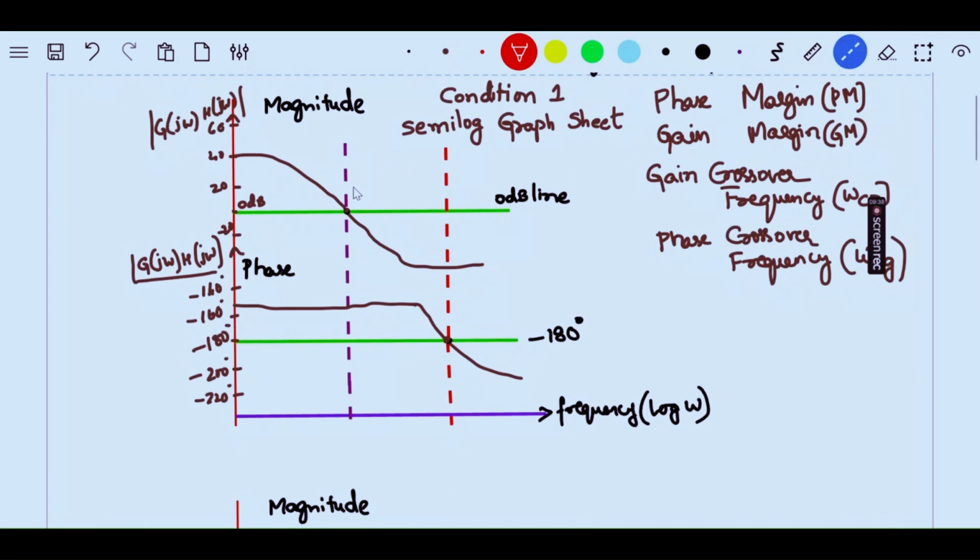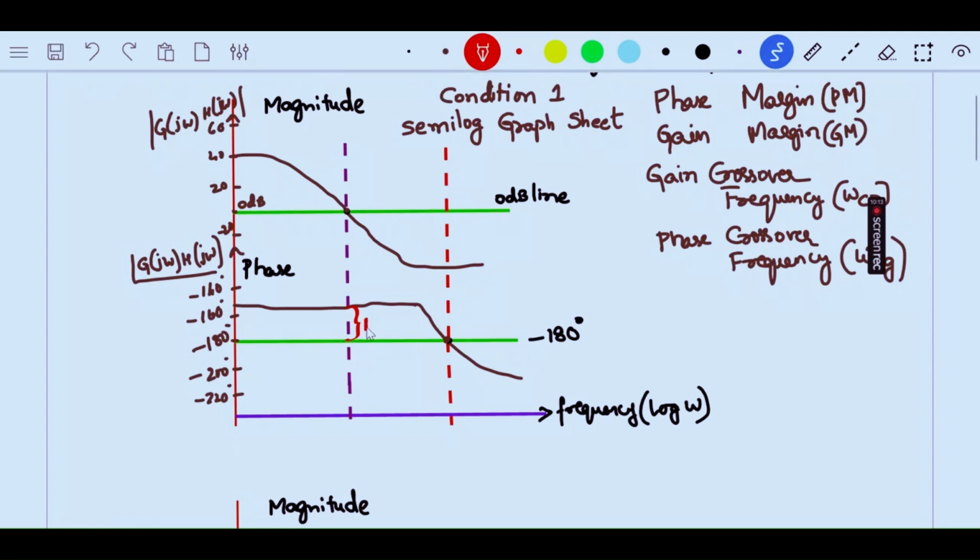Now, for the vertical line drawn at 0 dB, the distance between the phase plot and the minus 180 degree line will give you the phase margin. It means this distance which I'm showing, the distance between the phase curve and the minus 180 degree line. This gives you the phase margin.